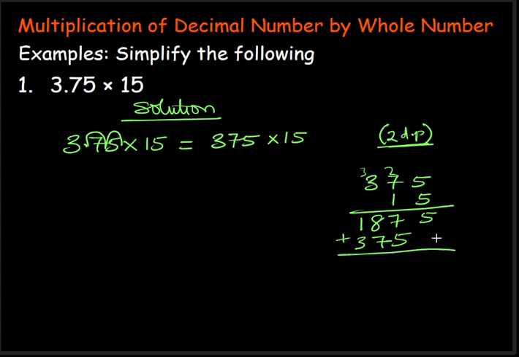So if you add, this will give us 5. This will give us 12. This will give us 16, and this will give us 5. Now, if you bring this down, 375 times 15 is equal to, our answer there will be 5625. Now, that is for the whole number. That's what we get for the whole number.